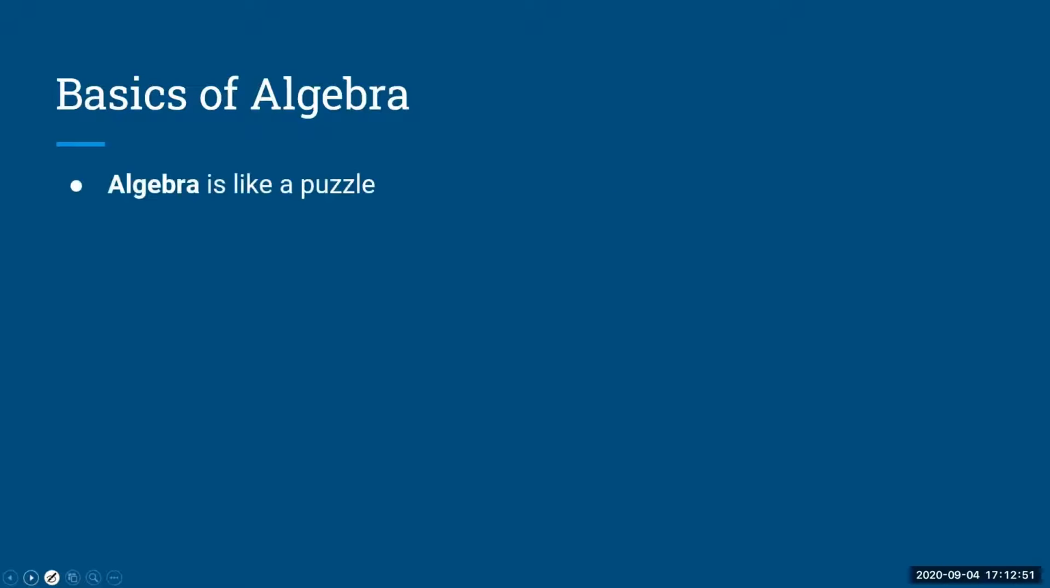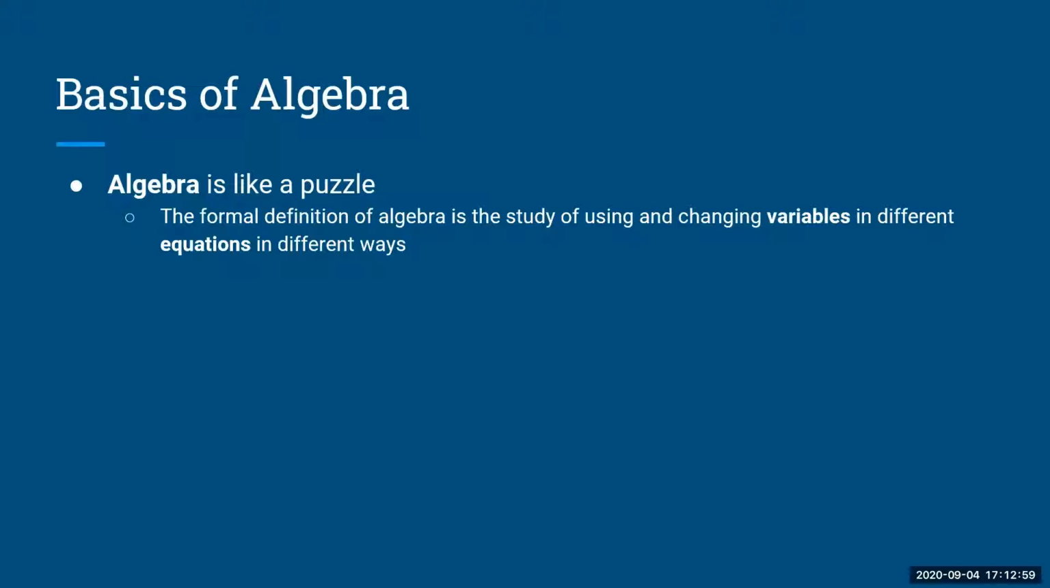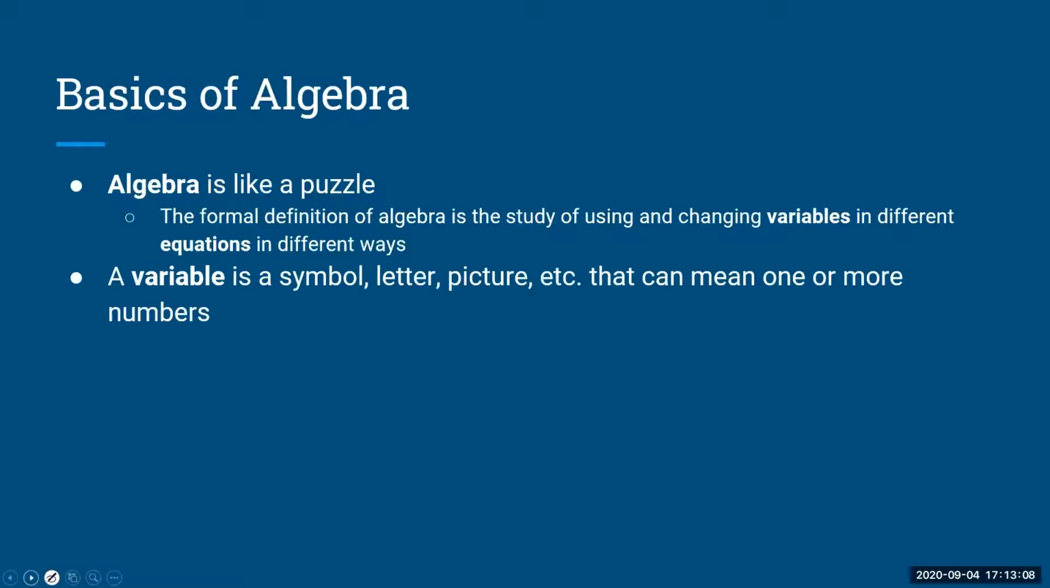All right. Algebra. You guys know what algebra is. So algebra is kind of like a puzzle. Formal definition, you don't have to do it, don't worry. Formal definition is, it's the study of using and changing variables in different equations in different ways. And we already know what variables are. It's a symbol, letter, picture, etc. There can be one or more numbers. Yes, one or more. Yes, that's true.